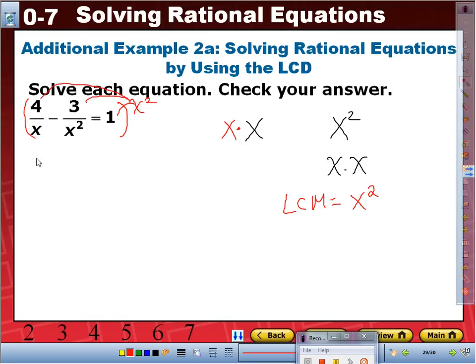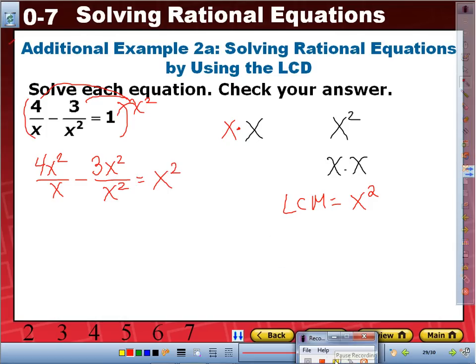So check this out. What do I write? 4x squared over x minus 3x squared over x squared equals 1x squared. Copy that, please. So, let's look at this fraction. 4x squared. Doesn't this x cancel or divide out an x from here? And we're left with 4x minus. Do you see the giant 1 right here? And we're left with 3 equals x squared. Are we there so far?